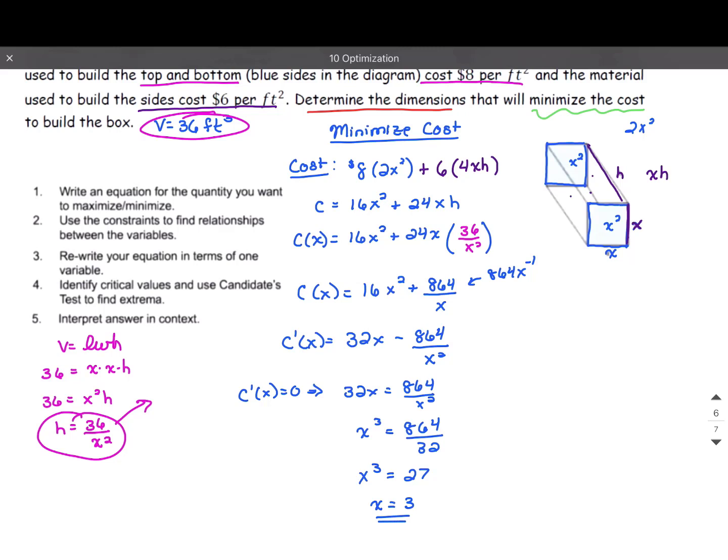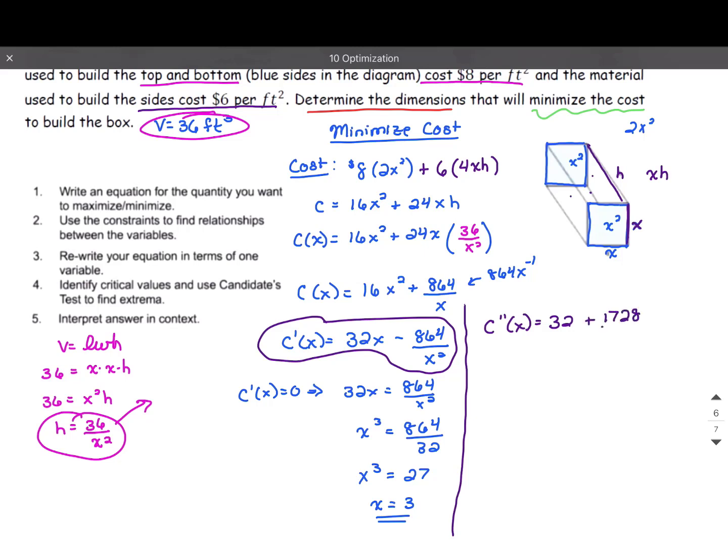So now we have a possibility for where we're going to be minimizing our cost. We still need to do some more work though, so let's use that second derivative test again. Let's go back. Here's our derivative right here, right? We're going to take this derivative and find the second derivative. So the derivative of 32x is 32. And if I have negative 864 times a negative 2, that's a positive 1728. And now I'm going to have x to the negative 3, so it's over x cubed.